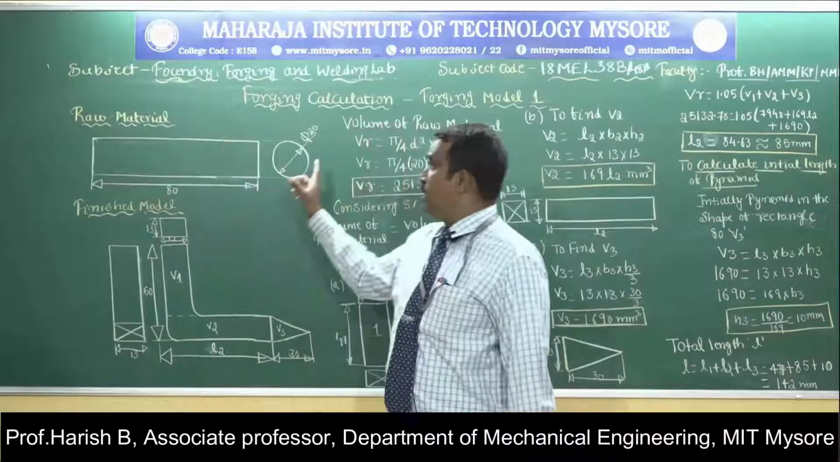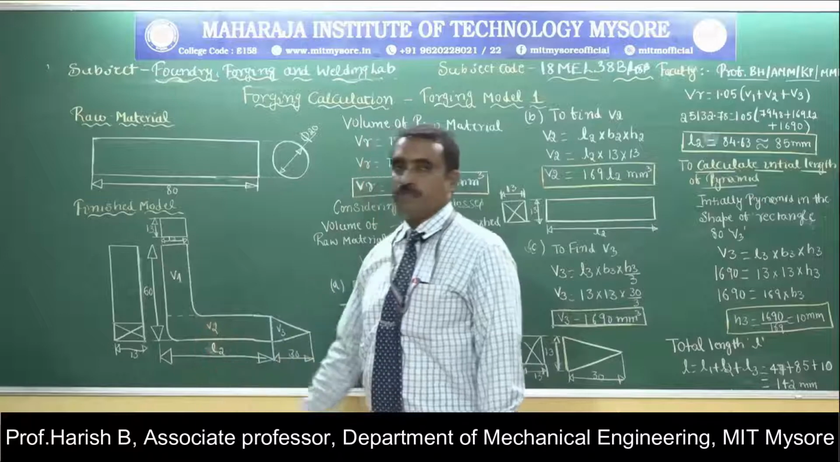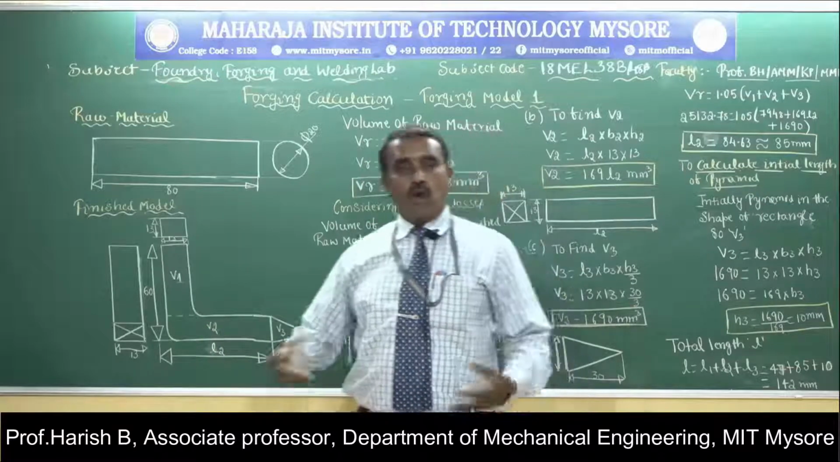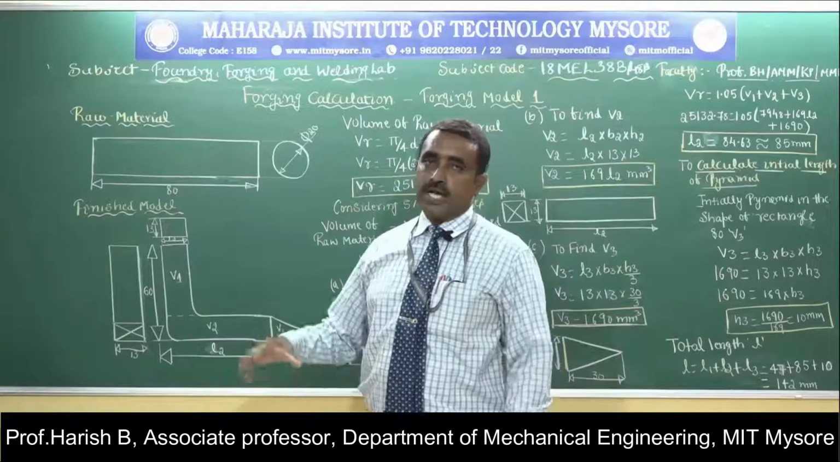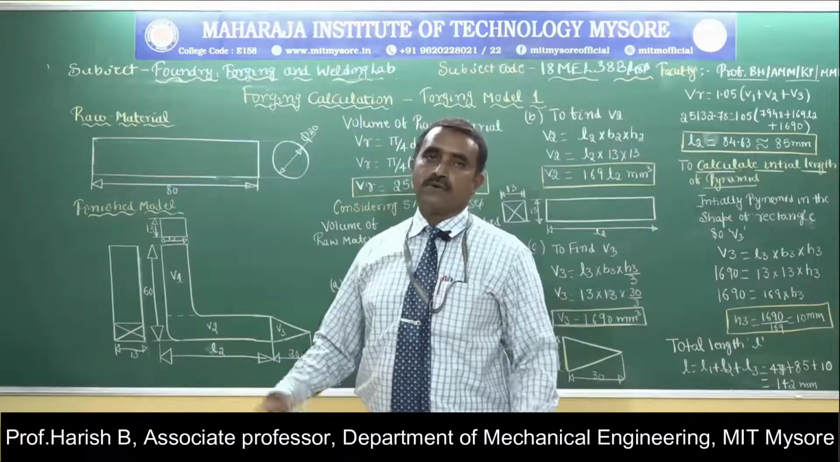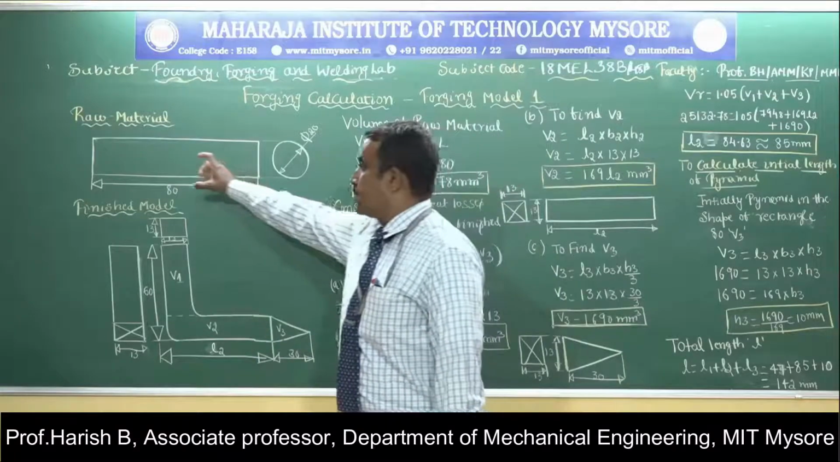This circular rod of 20 mm dia and 80 mm length should be changed into this shape. So how? By carrying out different forging operations. Initially we have to do the calculation, that is called the forging calculation. So what should be the total length?